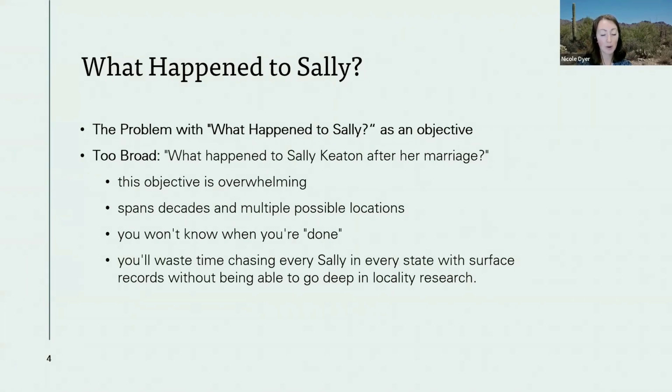And when I first started researching as a professional and kind of learned how to set an objective, I chose an objective that was really broad and included multiple people and multiple places in a long time period. And it was a real challenge to write the report because I felt very scattered as far as how to organize things. And I felt like I was writing three reports because there were three brothers involved. And so with Sally, it turned out that she moved to multiple states and the research spanned many decades.